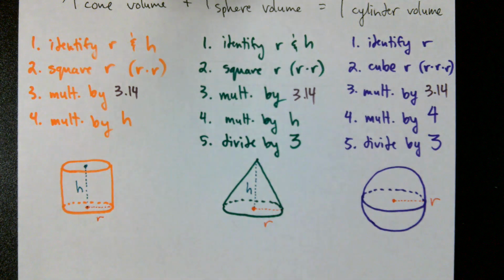Now, even with cones and cylinders, we have to make sure that we're not plugging in the diameter. All 3 of these shapes have a circle in them. That's why we're using pi in all 3 of our formulas. But if you're given the diameter of a cone or the diameter of a cylinder, do not plug that number in. Make sure you cut it in half to find the radius first, and then plug it in.